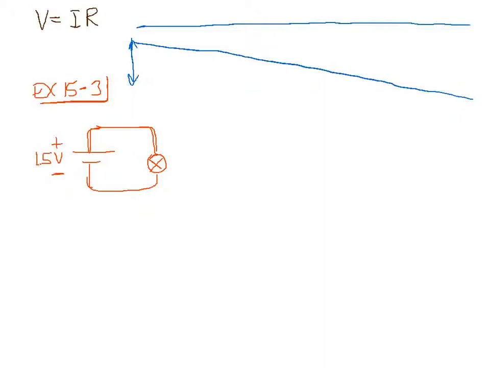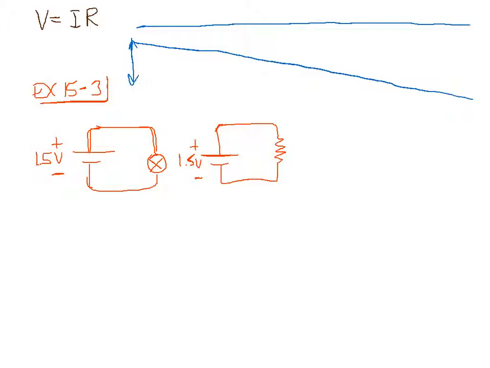Another way it could be drawn is exactly the same over here, the 1.5 volt battery with the plus and the minus, but a bulb basically contains a resistor, and a resistor is represented by a zigzagging line. So either one of those is acceptable.